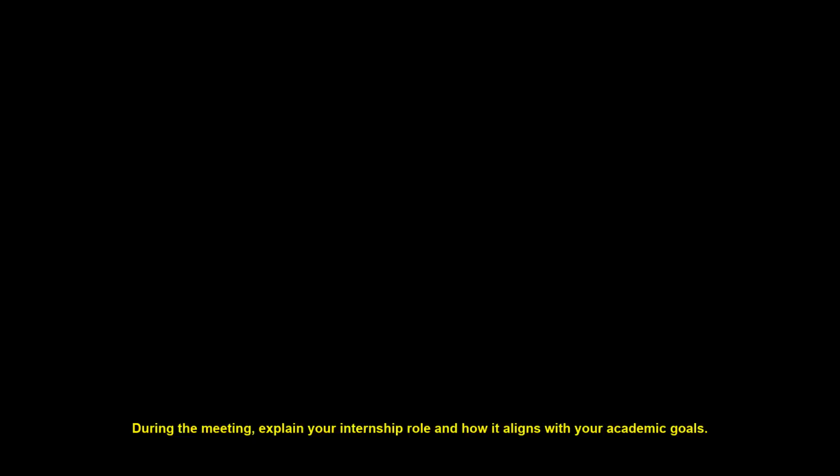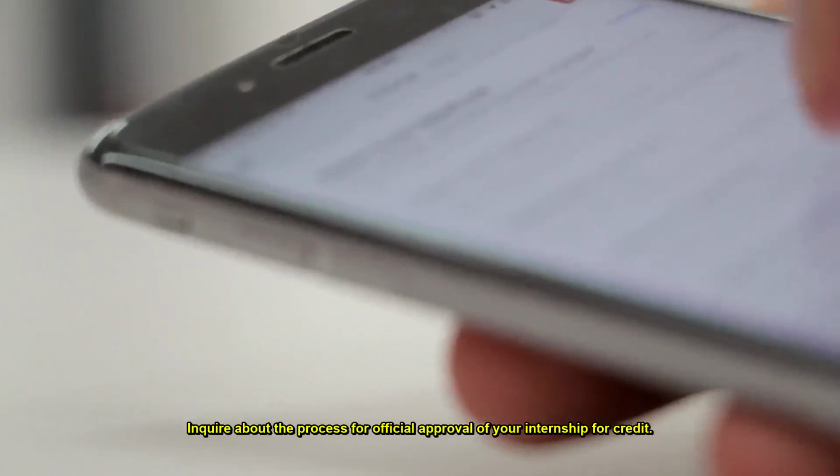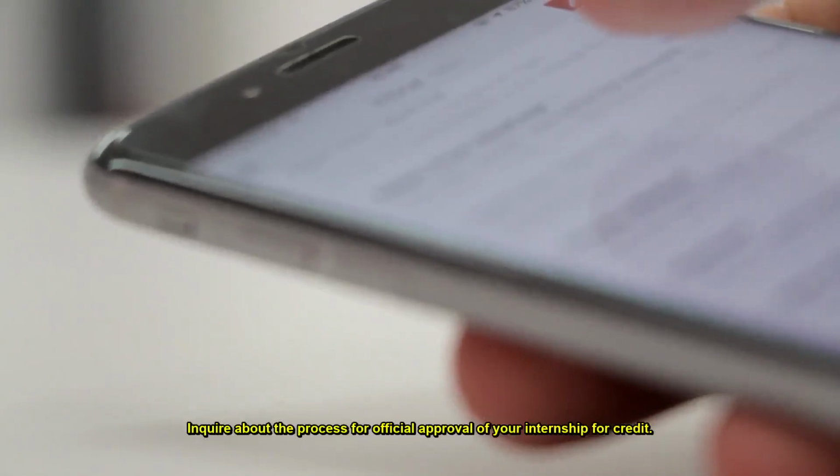During the meeting, explain your internship role and how it aligns with your academic goals. Present the documentation you collected to provide context. Ask your advisor about the specific credit requirements for your internship. Inquire about the process for official approval of your internship for credit.